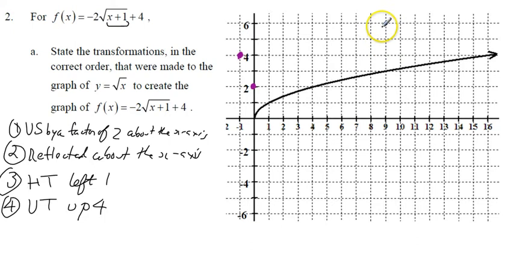9, 3: vertical stretch by a factor of 2 becomes 6, reflected becomes negative 6, left 1, up 4. And 16, 4: it goes to 16, 8, then 16, negative 8, moves left 1 to 15, and then up 4, and it will be at negative 4. And then we draw the graph. Nice, huh?